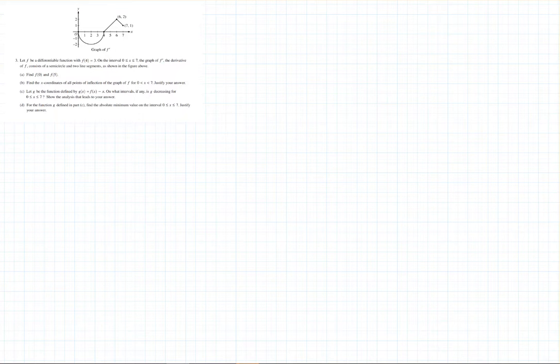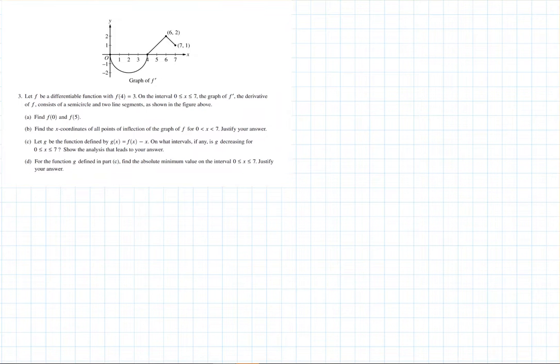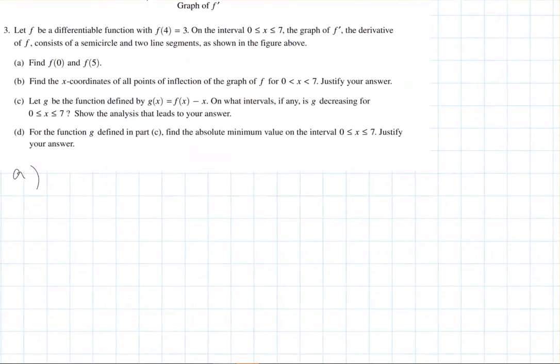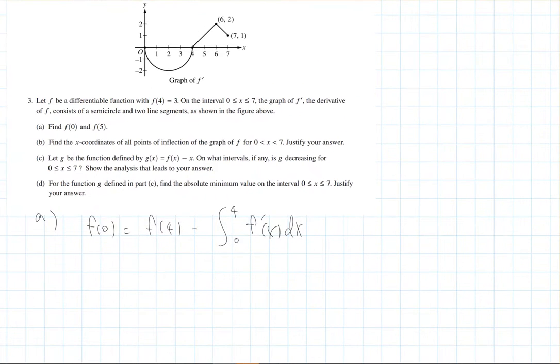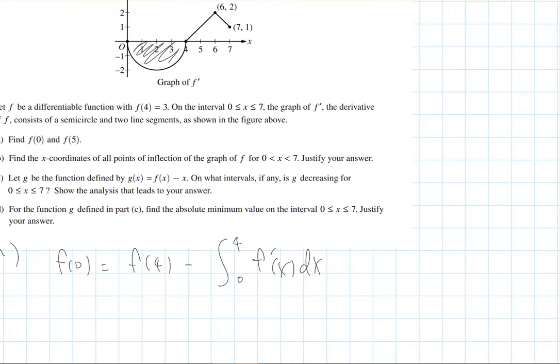Okay, so the question is question number 3 of the 2022 FRQ. For A, I have to find f of 0 and f of 5. The equation for f of 0 is f of 0 equals f of 4 minus the integral from 0 to 4 of f prime x dx. And the integral from 0 to 4 of f prime dx is the area of this semicircle, and if we use the basic area equation for a semicircle, we can find out that this is 2 pi, but since this is below 0, it is negative 2 pi.